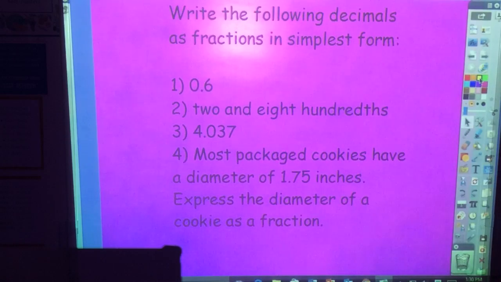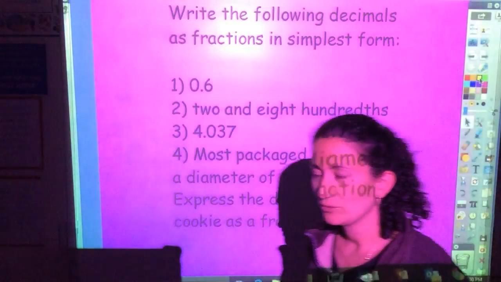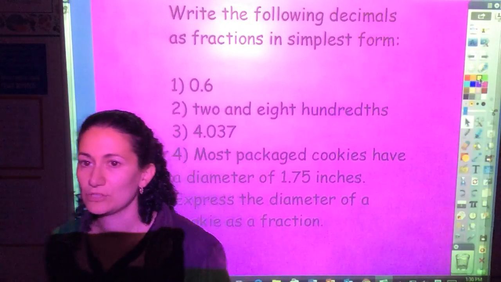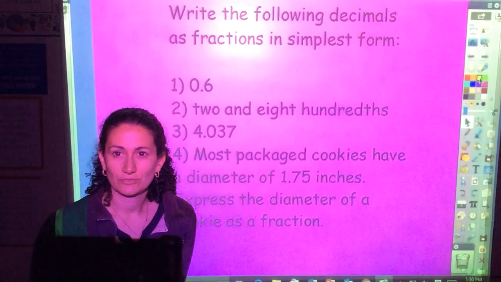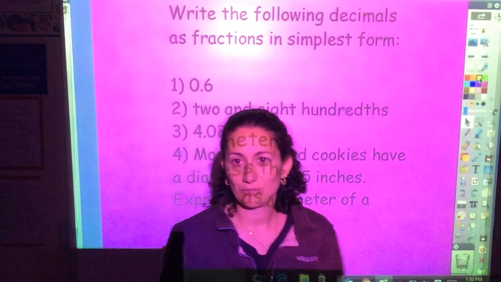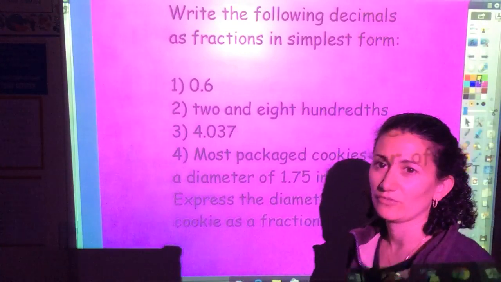All right, let's go over these and see how well you understand how to change decimals to fractions. Hey, I'm pink. This is pretty cool. Okay, you're going to have to deal with me being pink for a few seconds.